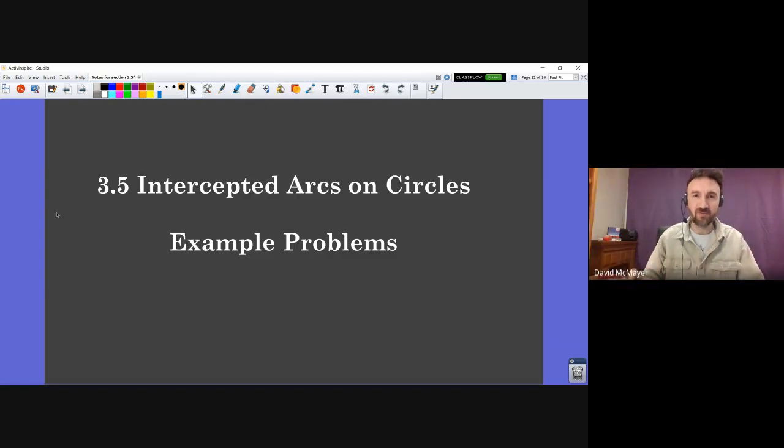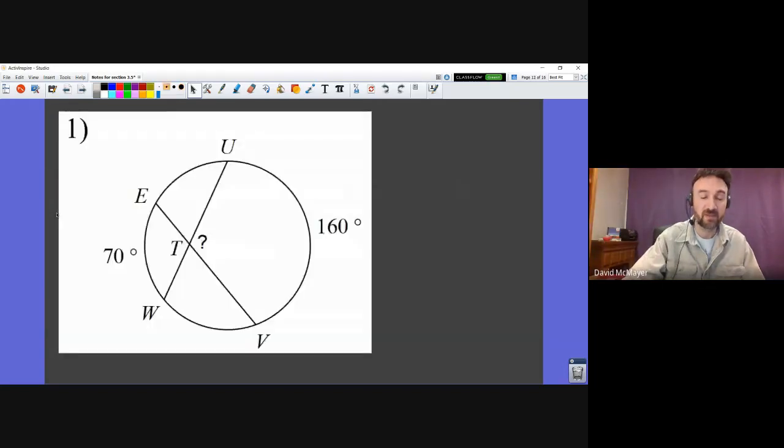This is 4 different example problems that all use this idea of relationships between the intercepted arc measures on circles and the angles that are created at some of those intersection points of lines. So in our first example, we have this circle with the points E, W, V, and U all marked. The point at the intersection is T, and then we've got some angle measures. And we're supposed to find the value of the angle measure with the question mark.